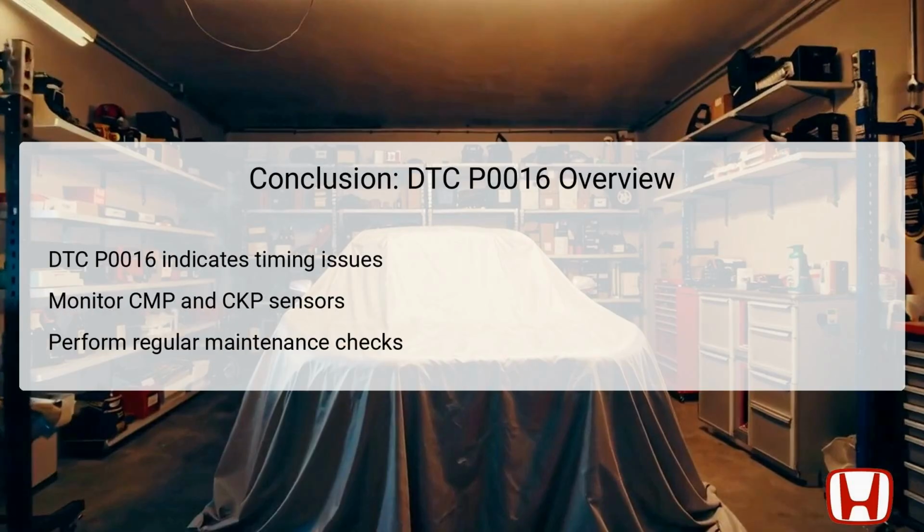In summary, DTC P0016 signals an issue in the correlation of the camshaft position and crankshaft position sensors, which are critical for optimal engine timing. It's vital to monitor the functionalities of these sensors and follow detailed troubleshooting steps to efficiently address and rectify the issue. Proper diagnostic checks using tools such as the HDS can guide technicians in pinpointing the exact problem, allowing for a targeted approach to repairs.